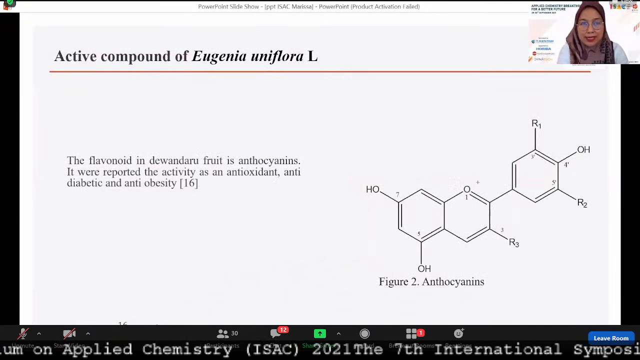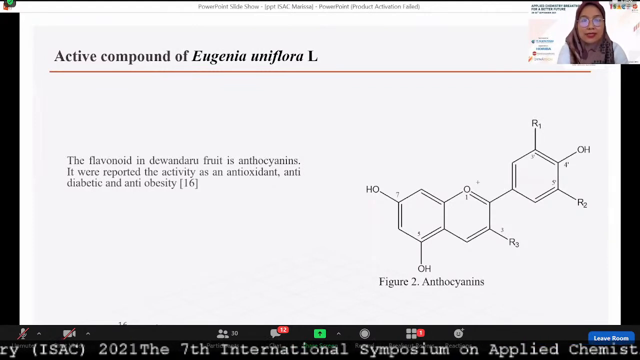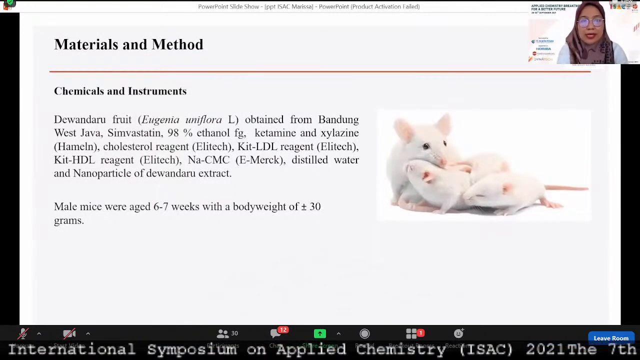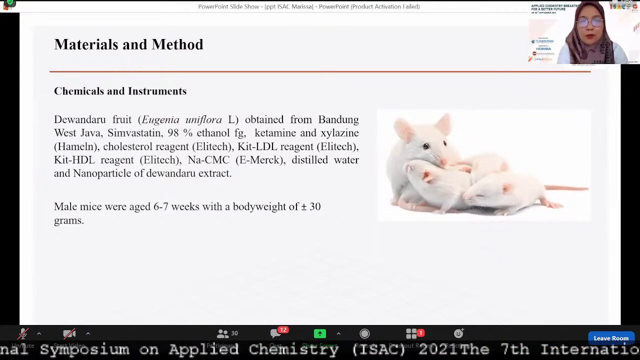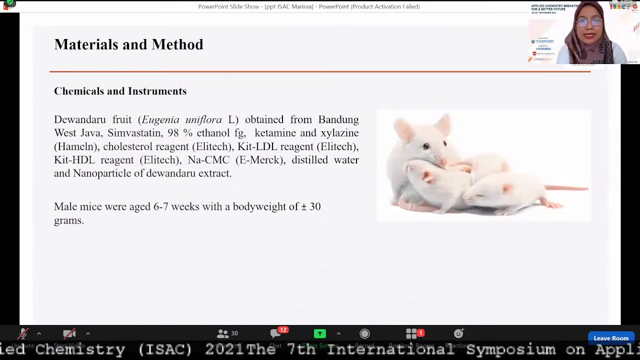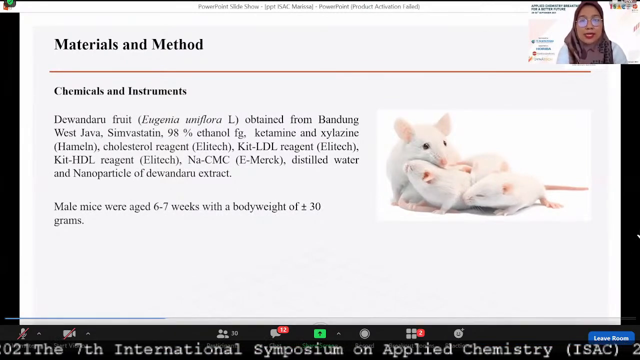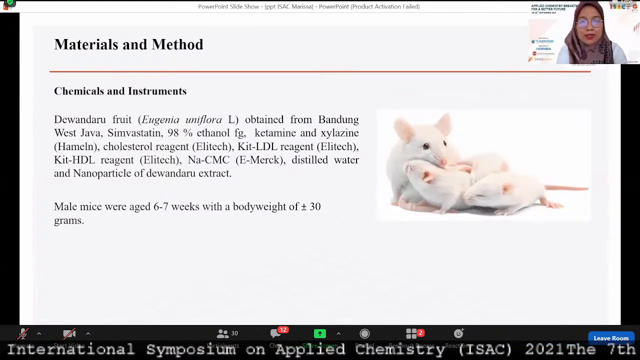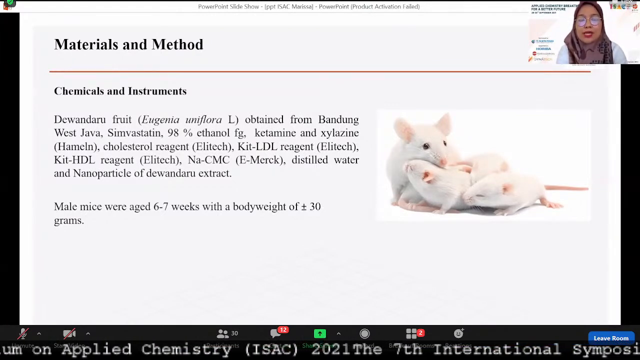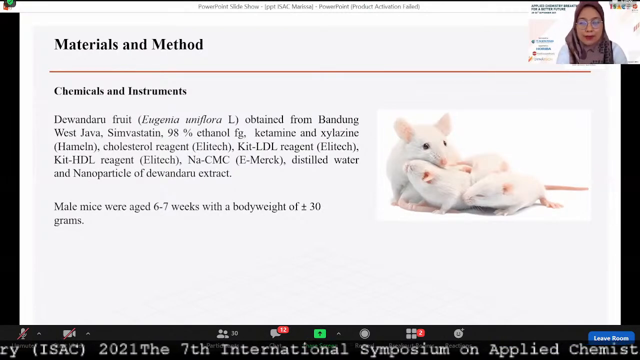The figure shows us anthocyanin. Anthocyanin was reported to have activity as an antioxidant, anti-diabetic, and also anti-obesity. In our research, we use chemicals and instruments. First, Dewan Daru fruit that we obtained from Bandung, West Java, simvastatin as positive control, 98% food grade ethanol, ketamine and xylazine, cholesterol reagent from Elitech, sodium CMC, distilled water, and nanoparticle of Dewan Daru extract that we got from our colleague. And also we use male mice aged 6 to 7 weeks with an average body weight of plus minus 30 grams.